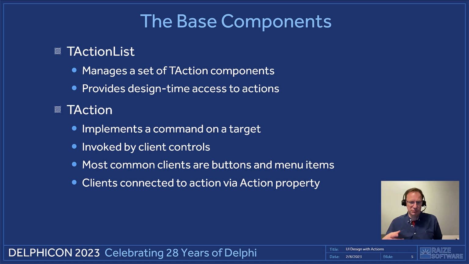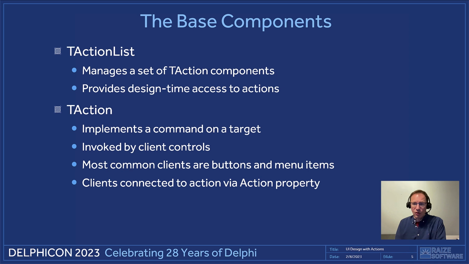And there are two main base components when it comes to actions that we want to leverage. There's the action list, which, as it sounds, manages a list of action components. The key piece for an action list is it gives us design time access to those actions. That's what we're going to use in order to build up the actions inside of our application. We'll set up properties for each of the actions inside of it. It looks a lot like a collection. If you're familiar with collection properties, you'll see some similarities there.